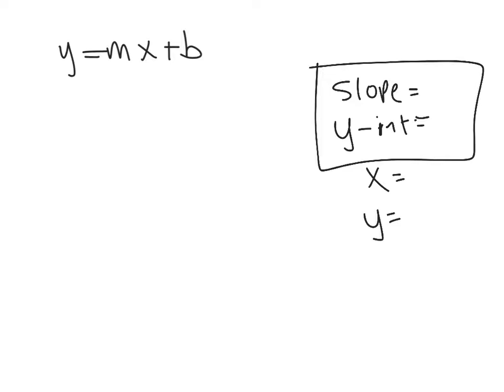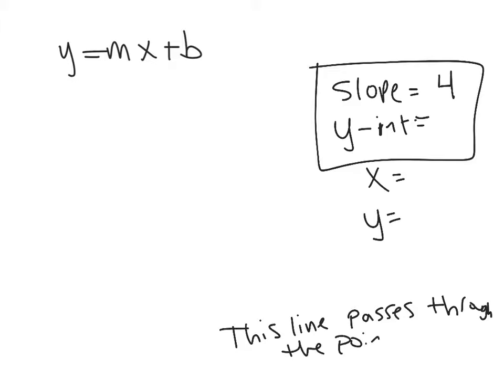What if this one said that we had a slope of 4, and we didn't know the y-intercept, but we did know that this line passes through the point, let's say 2, 6. Well, we know that this has a slope of 4, right? The problem told us that. We don't have a y-intercept. We need a y-intercept in order to be able to write this equation.